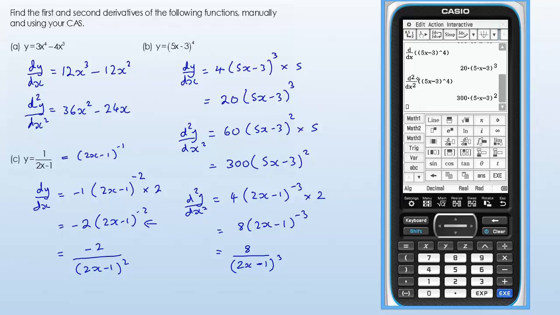And note, you can have higher order differentials, d3y/dx cubed and so on. It's just that we don't really need them in this course.